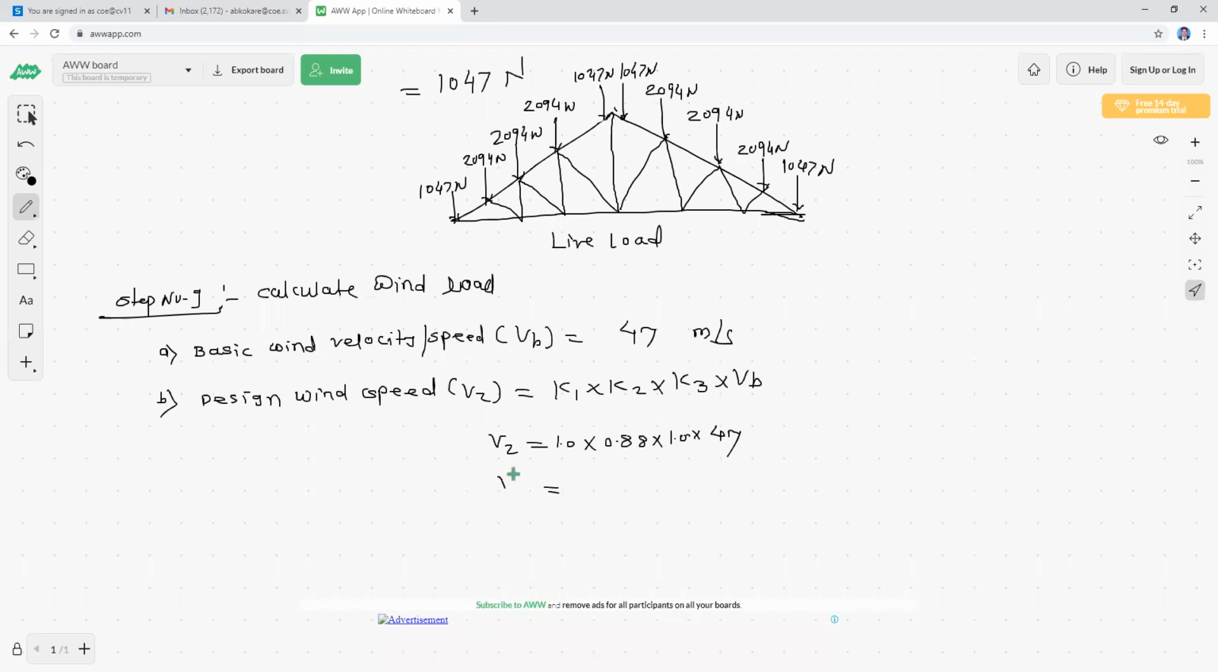So now calculate Vz. 41.36. This is again wind speed, so the unit is meter per second, because K1, K2, K3 are factors, and Vb is the basic velocity or speed. So meter per second is the unit. So Vz is 41.36 meter per second.